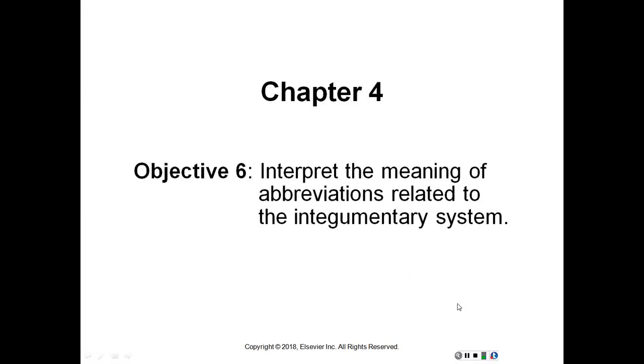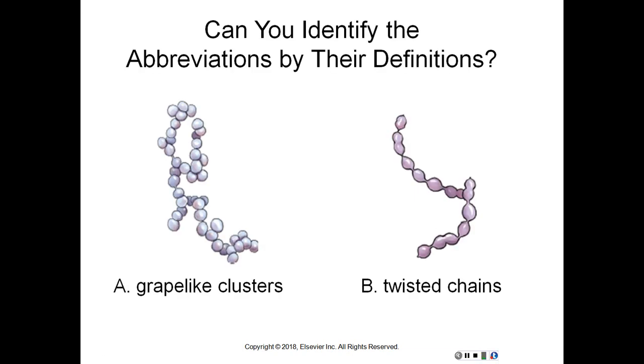Finishing up with Chapter 4, Objective 6, Interpret the Meaning of Abbreviations Related to the Integumentary System. Again, you can view all the abbreviations in one of the last tables in your chapter. So here they're asking you, can you identify the abbreviations by their definitions?